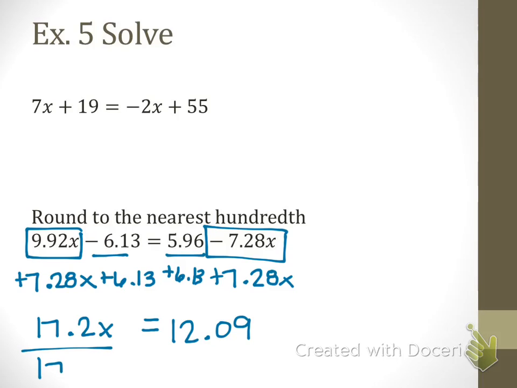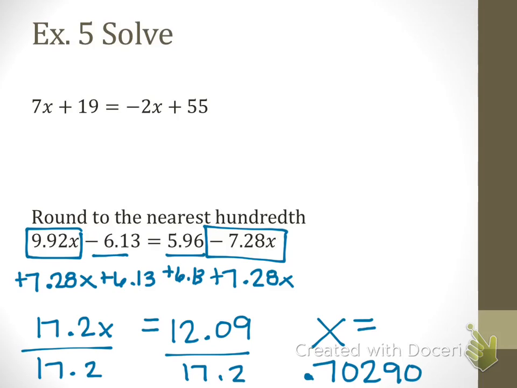Divide 17.2 on both sides, and I get x equals 0.7029006, and it just keeps going. But in the instructions, it says round to the nearest hundredth. Okay? So I locate. What is the number in my hundredths position?